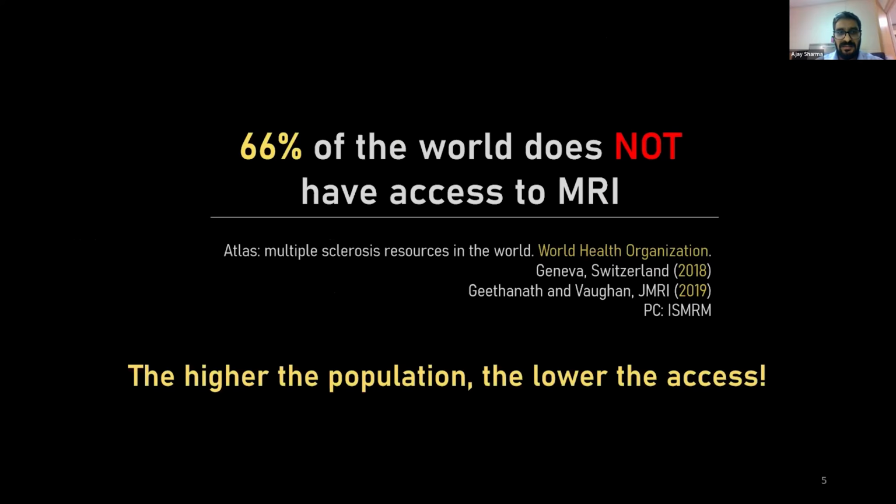If we talk about MRI, 66% of the world does not have access to it, since high field MRI scanners are situated in hospitals in static locations. A person needs to go to the scanning room, and in a critical situation like an emergency or an infectious disease outbreak, it is very challenging to use high field scanners. So accessibility is one of the major challenges. The higher the population, the lower the access to MR scanners.